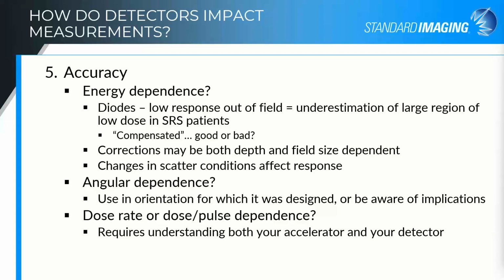Some detectors also have dose rate or dose per pulse dependencies. This becomes a bigger question as there are more and more places looking at flash radiotherapy. Dose per pulse has gotten a lot of attention lately. But understanding your accelerator, understanding your detector, being aware of the dose rates that you're using, if they are within the standard radiotherapy range, or if you're doing research that's pushing the boundaries on that, you should be aware that this may affect your scanning measurements as well.